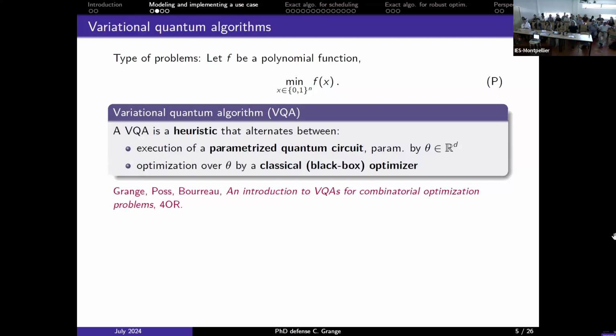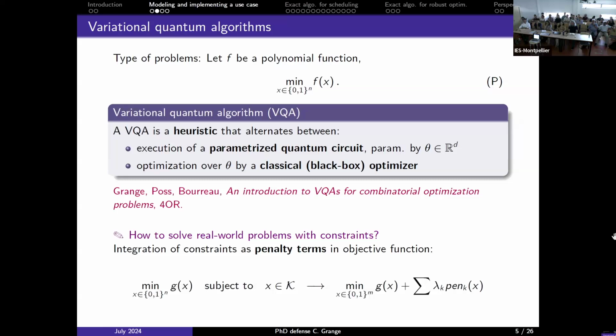So the principle of variational quantum algorithms is the following. This is an algorithm that is hybrid, so it alternates between a classical and a quantum part. The quantum part is the execution of a parameterized quantum circuit, and this circuit is parameterized, let's say, by D real parameters. And then the classical part is the optimization over those parameters by a classical optimizer. Then we alternate between these two parts to guide the optimization of the initial problem.